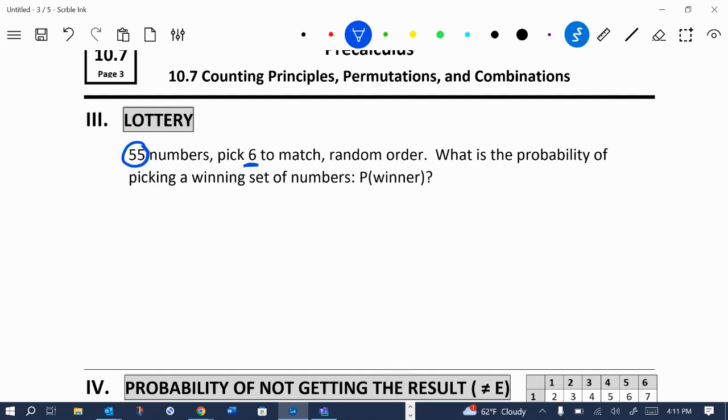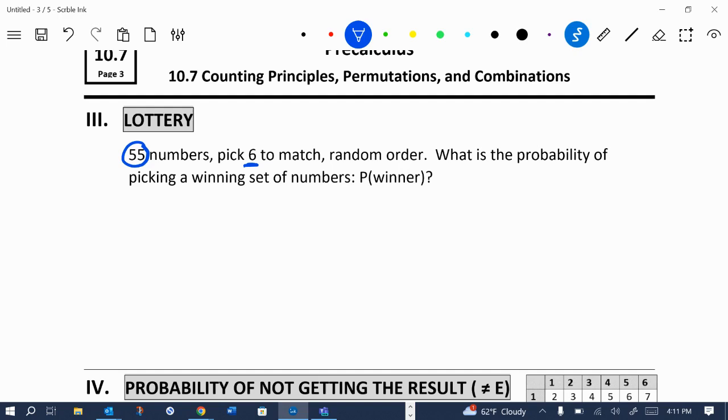Well, there's lots of possibilities. 1, 2, 3, 4, 5, 6 is one. 1, 2, 3, 4, 5, 7. 1, 2, 3, 4, 5, 8. 1, 2, 3, 4, 5, 9. Or 2, 3, 4, 5, 6, 7. I'm getting myself confused. But there are actually a huge number of them.